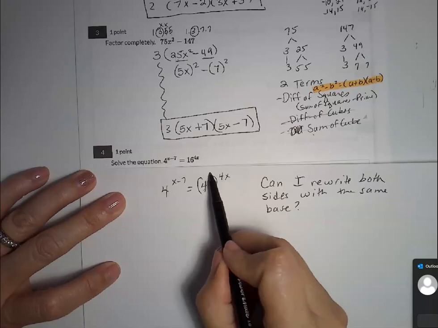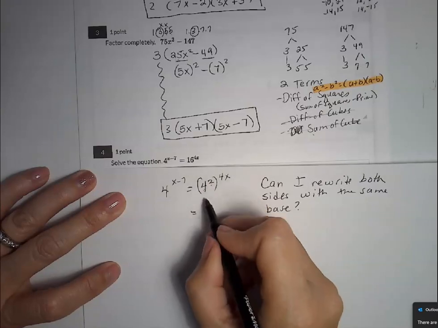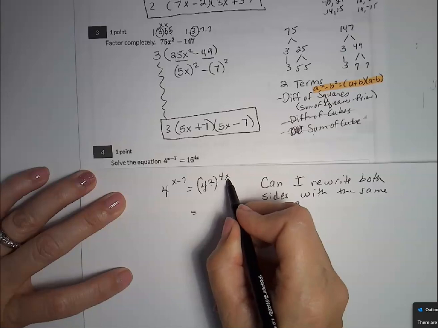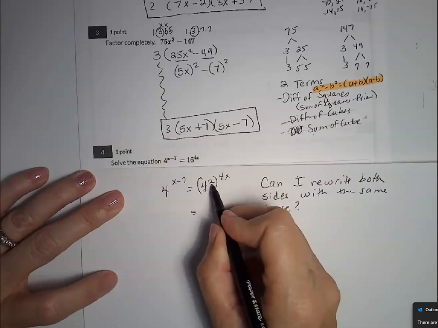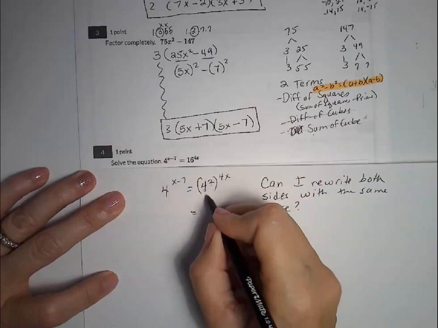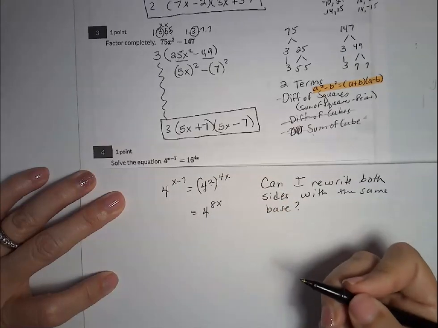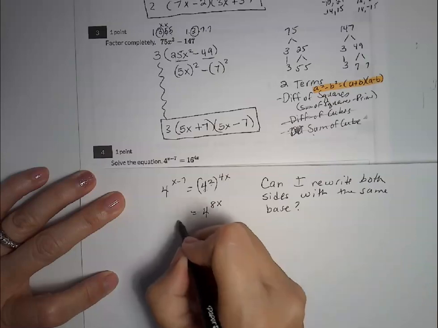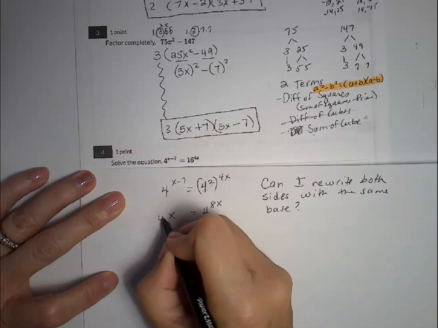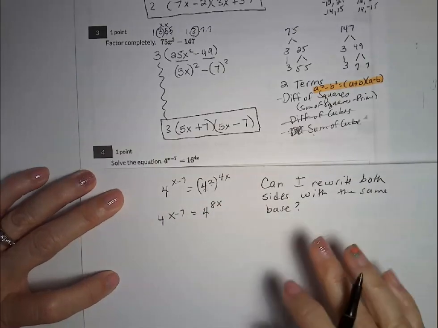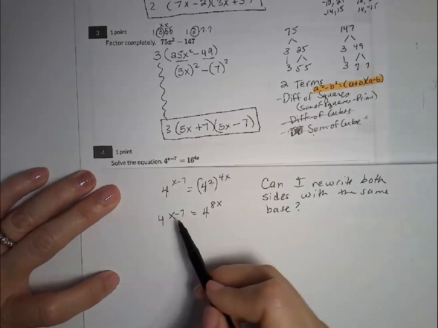But I need to go ahead and simplify this. 4 squared raised to the 4x means I'm going to multiply the exponent times the exponent. So I need to make sure I multiply this. 4 raised to the 8x. And on the other side, I have 4 raised to the x minus 7.